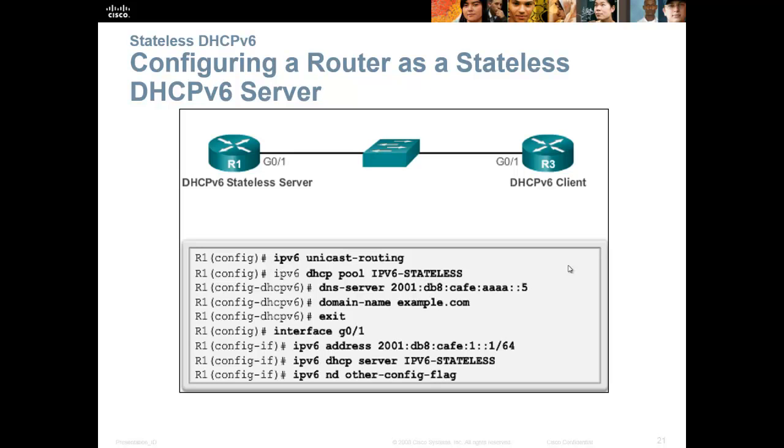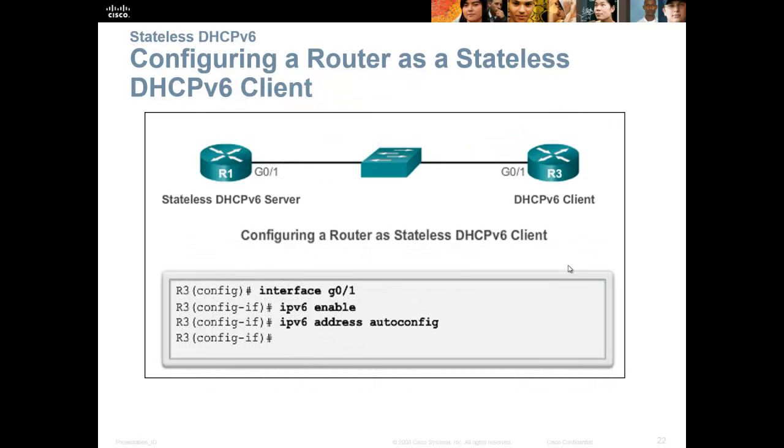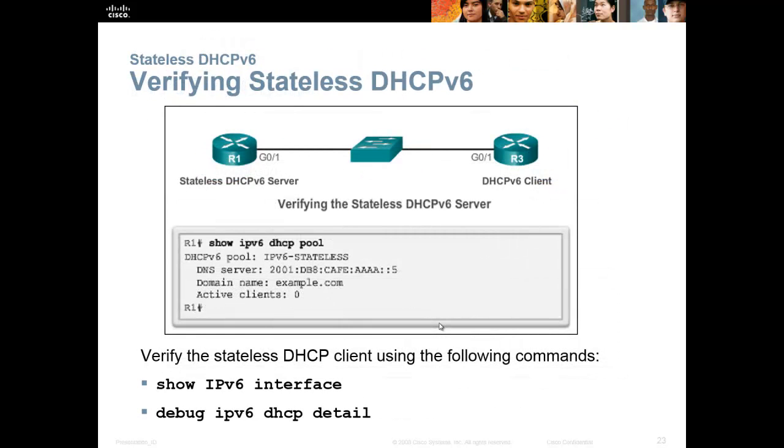If for some reason you wanted to set your router up as a client to receive an IP address, you just go to the interface, IPv6 enable, and then IPv6 address autoconfig. Why you'd want to do that, I have no idea. All right, and then to verify your address, show IPv6 DHCP pool, check out your address. Remember, there's also your debugging commands, or check out the interface, show IPv6 interface.